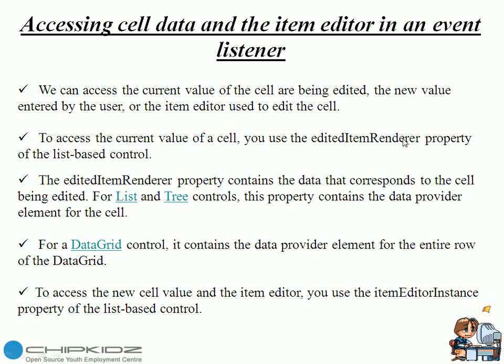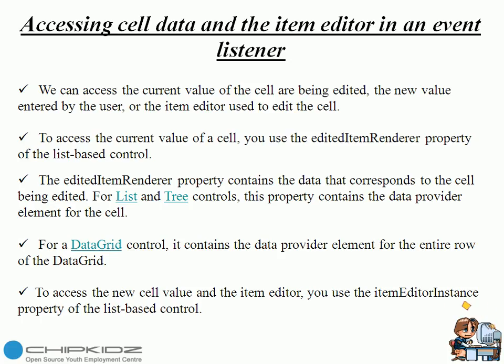Accessing a cell's data and the item editor in an event listener. We can access the current value of the cell being edited, the new value entered by the user, or the item editor used to edit the cell. To access the current value of a cell, you use the editedItemRenderer property of the list-based control. The editedItemRenderer property contains the data that corresponds to the cell being edited.